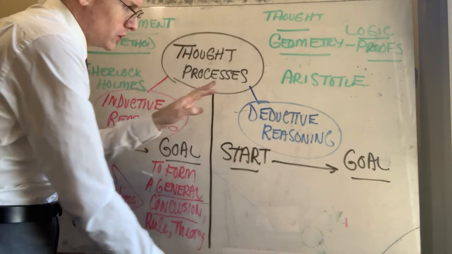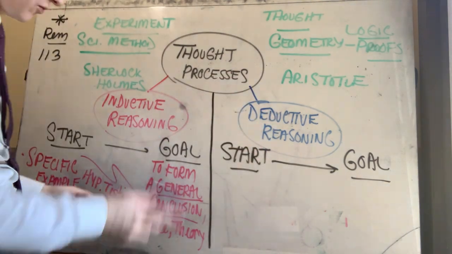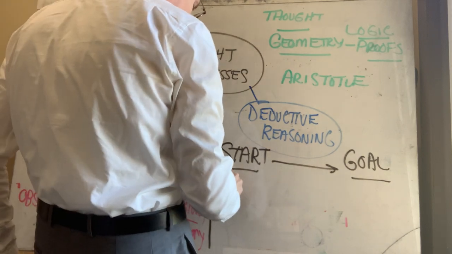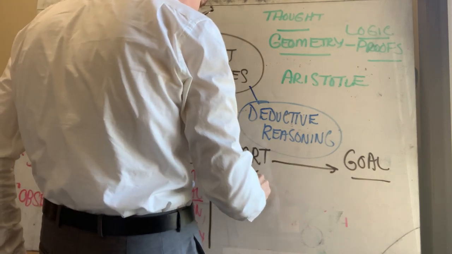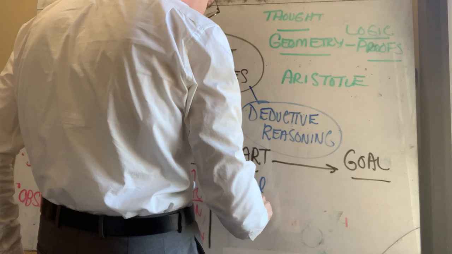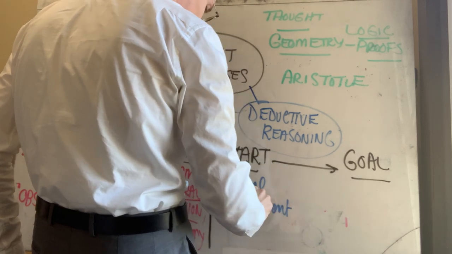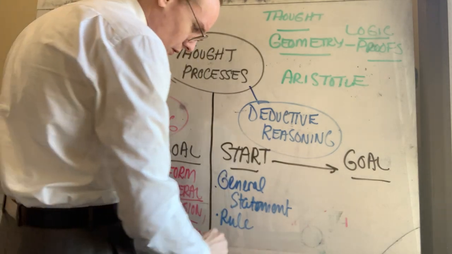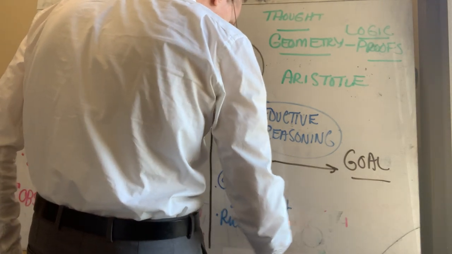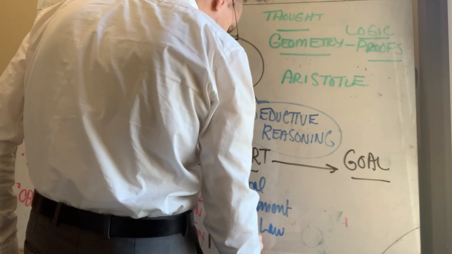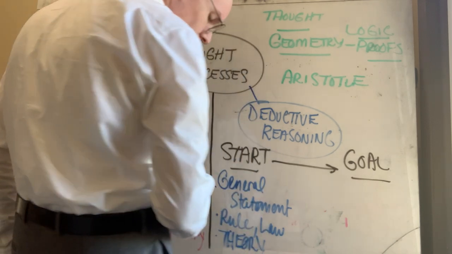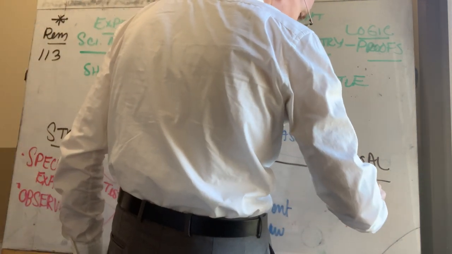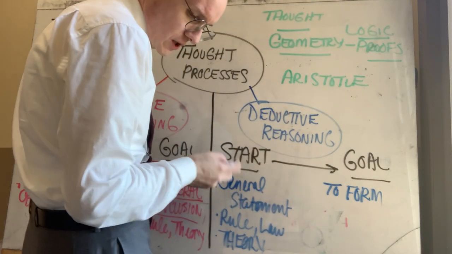All right. When you're engaged in deductive reasoning, it's really just the opposite. You start with a general statement, a rule of some sort, a law, a theory. And you work your way backwards to form a specific conclusion.